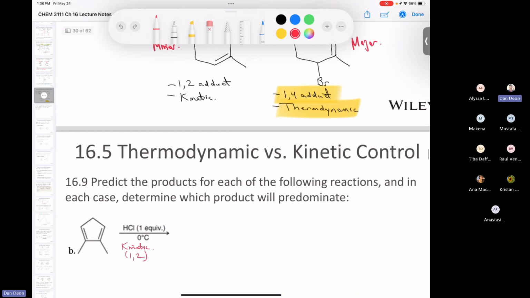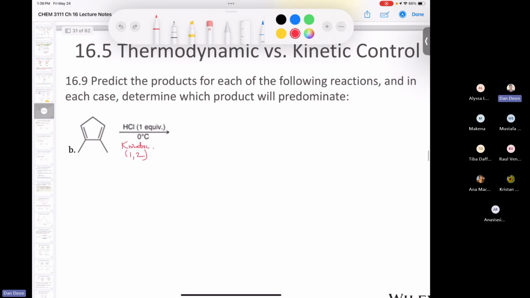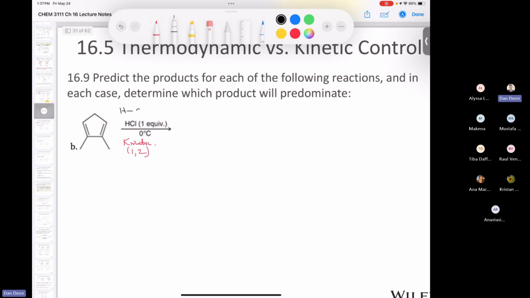Let's try the next one. And again, I'm sure you don't need my help with these, but let's just try it anyway. We'll go a little quicker this time. Now we're going to draw the resonance stabilized carbocation, and we're going to say that the 1,2 product will be the major product. Why? Because we're doing the reaction at 0 degrees Celsius. So I'll draw my HCl molecule like this. We'll do our proton transfer like this, and we end up with a resonance stabilized carbocation. It's just going to look like this.